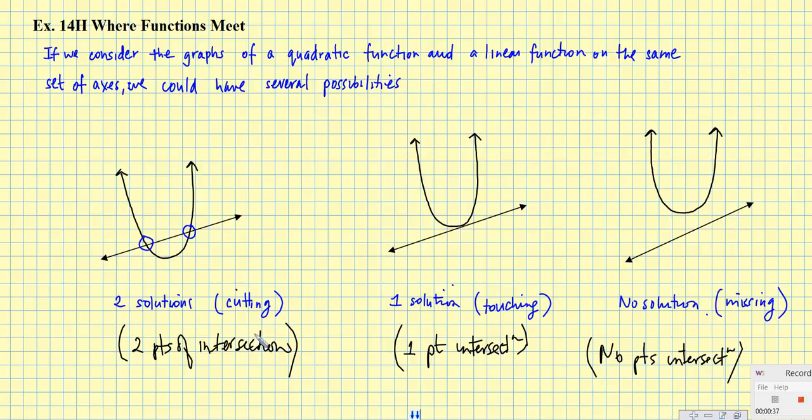So we're looking at three situations. We would have 2 points of intersection, which would be cutting the parabola, and it would be two solutions. We would have one solution where we are touching the graph, and that would be 1 point of intersection, and then there would be no solution where it's missing altogether, and that would be no points of intersection.